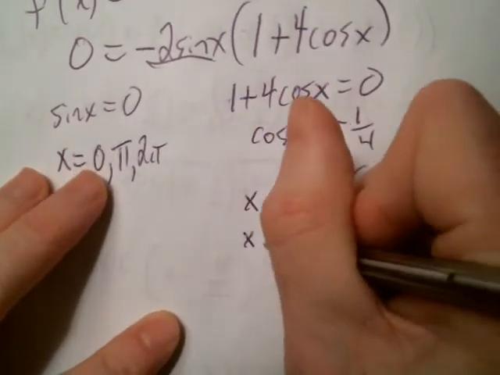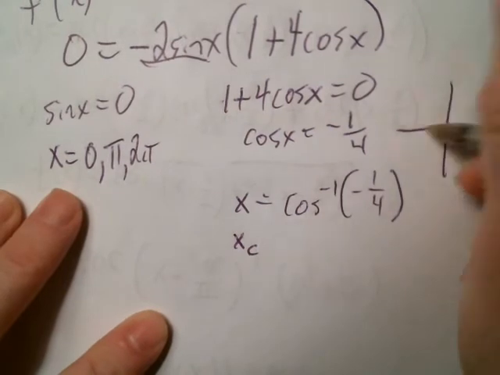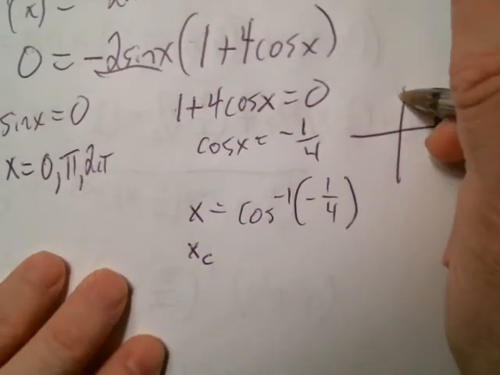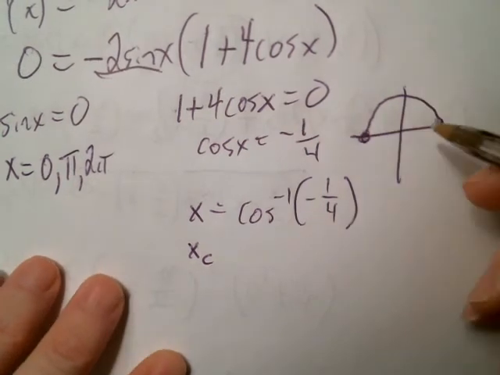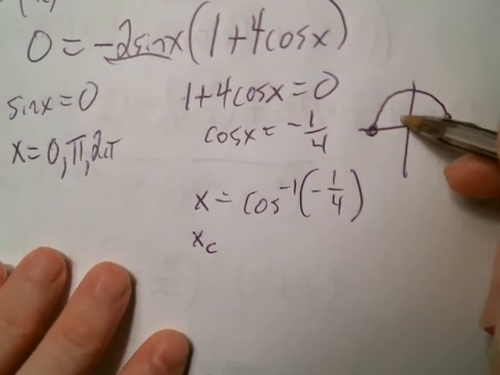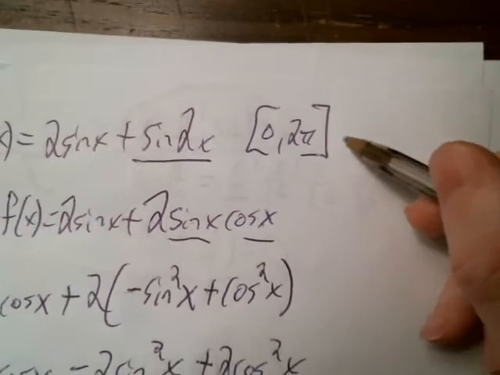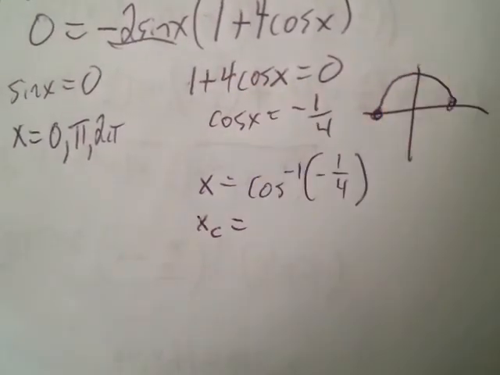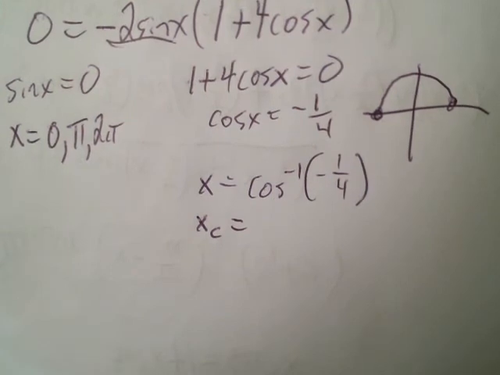They always give you calculator solutions, and the range of cosine inverse is from 0 to pi. So it's going to give you the calculator answers in this range, and then you have to get the ones in the interval you desire. So let's see what the calculator says about cosine inverse of negative 1/4.